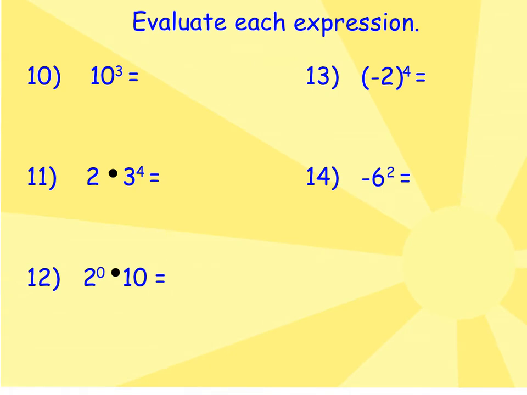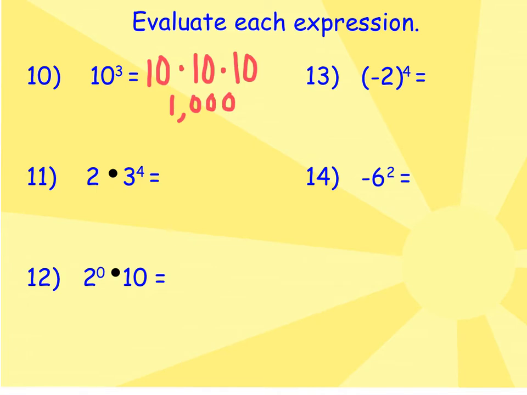Okay, now let's move on to evaluating expressions. What I'd like you to do when you evaluate expressions is first expand the exponents, expand the bases so that you have repeated multiplication, and then multiply all of your numbers together. So for example, on number 10, we have 10 to the third, which means 10 times 10 times 10. Now with multiplication, when you have it written out like this, you can multiply all of your numbers in any order. In this case, since it's just 10 times 10 times 10, that's equal to 1,000.